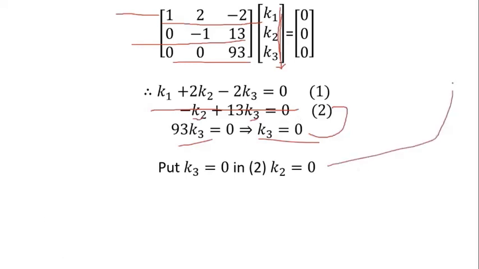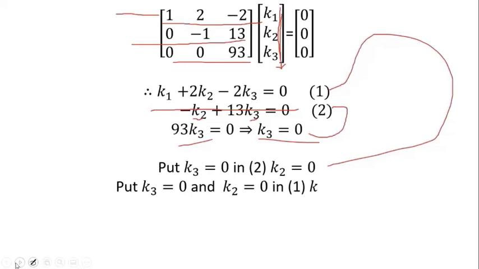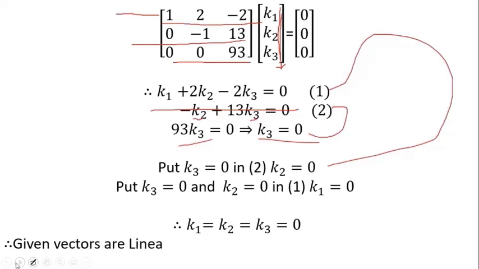Similarly, if you put these values in equation number 1, that is, we put k3 equal to 0 and k2 equal to 0 in equation number 1, again we'll get k1 equal to 0. So here k1, k2, k3 all are 0: k1 is equal to k2 is equal to k3 is equal to 0. And since all the constants have the value 0, therefore by the definition of linear independence of vectors, all the given vectors are linearly independent, or the given set of vectors is linearly independent.